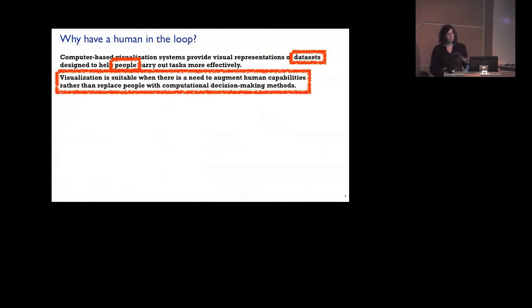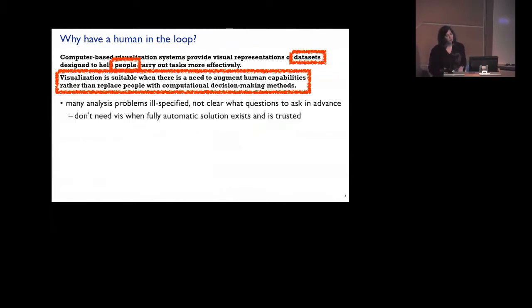Now, why do I feel the need to have data and people in the same sentence? What is the point here? I would argue that you need VIS when you want to augment people rather than simply replacing them with some computational decision. So it's a natural question to say, when would this be?